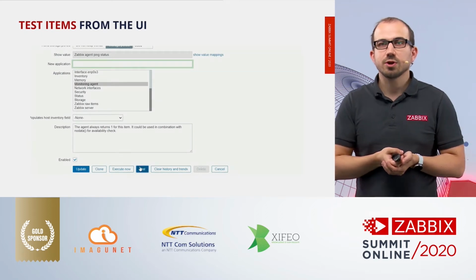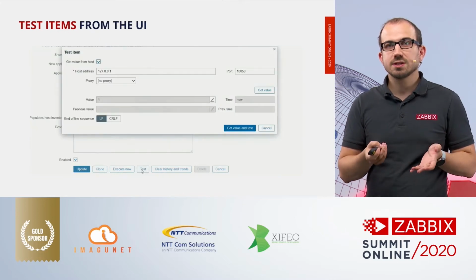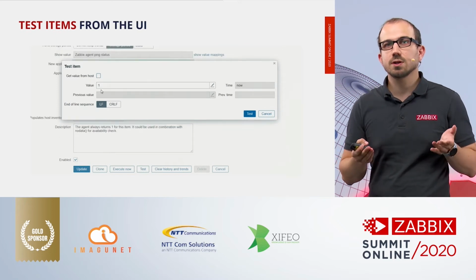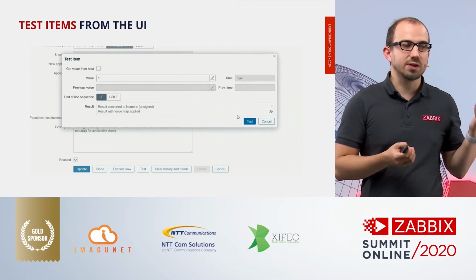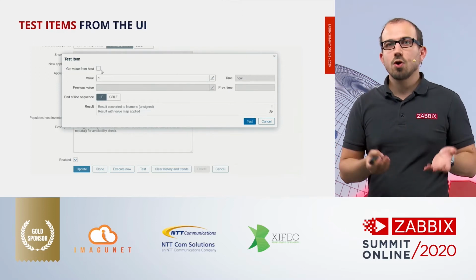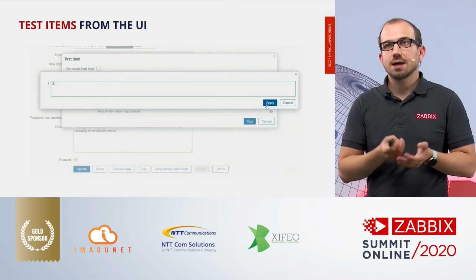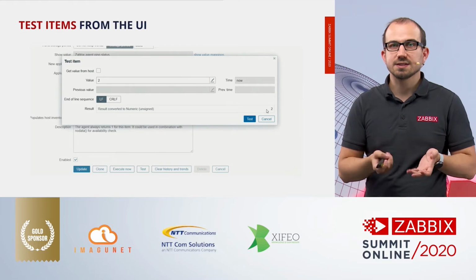We go to the item configuration and click on the test button right before us. As soon as it's clicked, you will see a pop-up window that actually allows you to do things. What things? Well, first specify where you want to get the value from. Do you want to get it from the host? Or maybe you want to just type in your own value and see how the pre-processing steps will react depending on what exactly this value is.